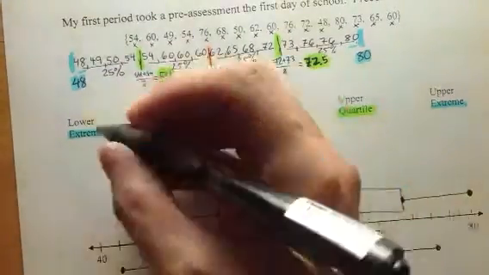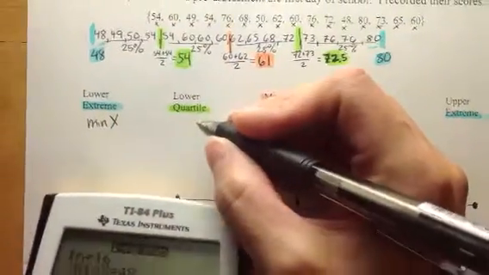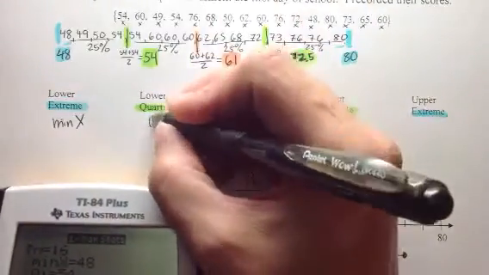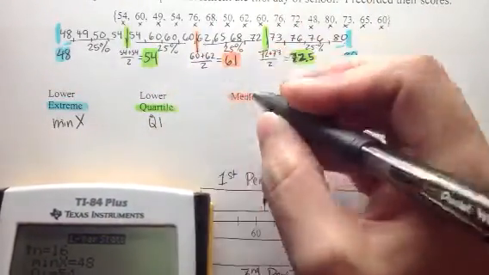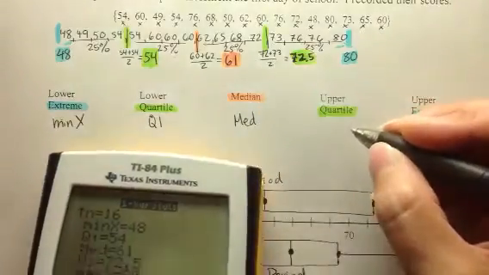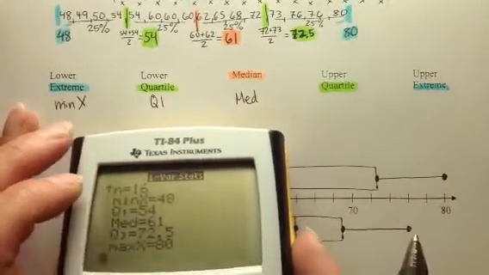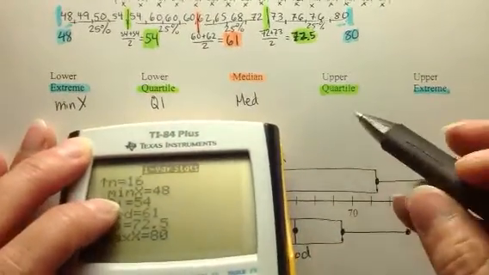So on the calculator, your lower extreme is called min X. Your lower quartile is called Q1. The median is called MED. Okay, so let's see if you can see this. Okay, here we go. That works.